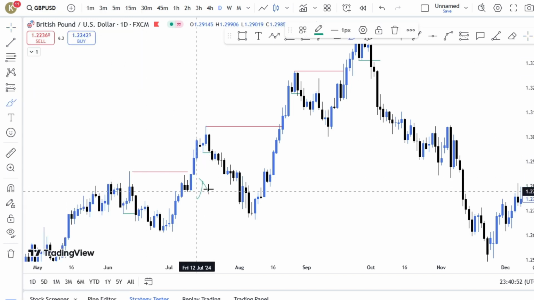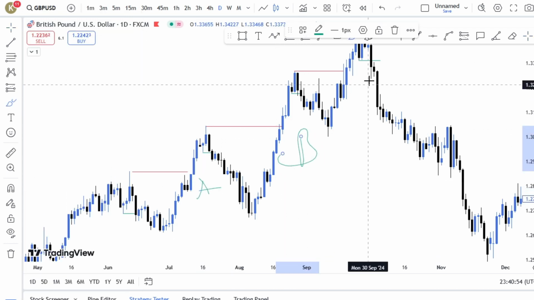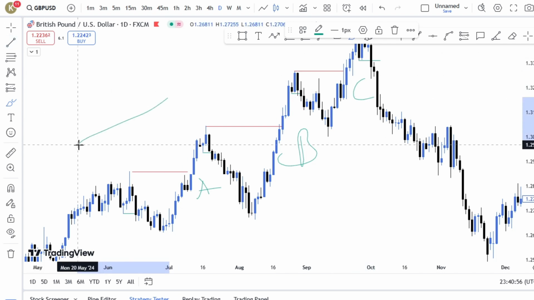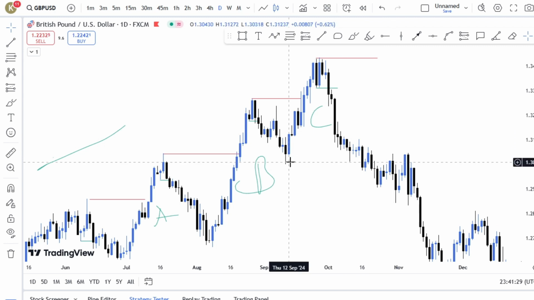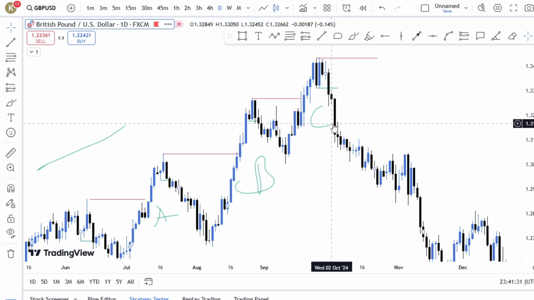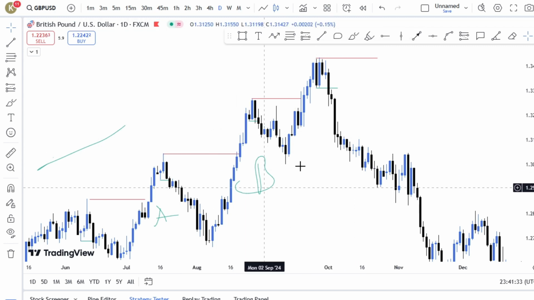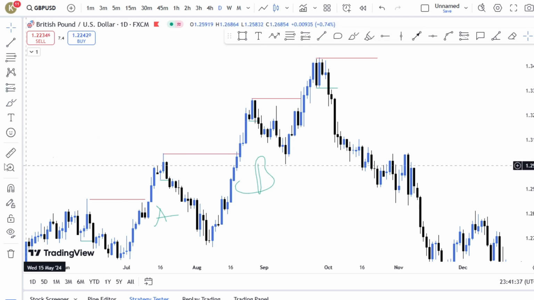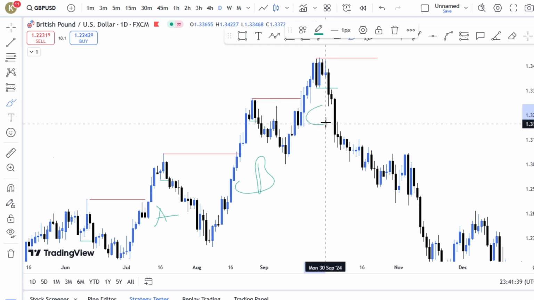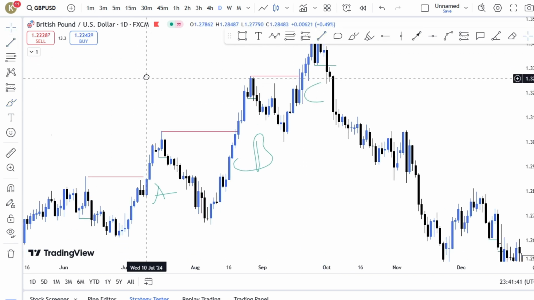This is a daily range, and this is a daily range, and this is a daily range. Do you see that? All right, so we have A, B, C. These are daily ranges, and let's take a look at how the POIs worked. Pay attention to how the POI works.